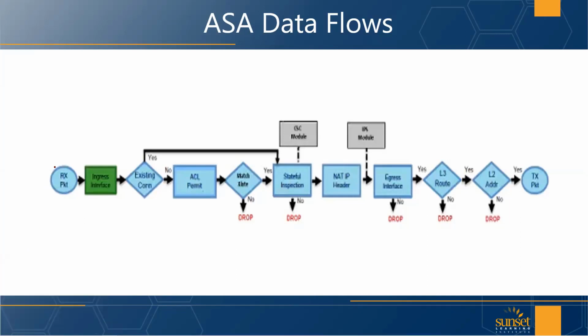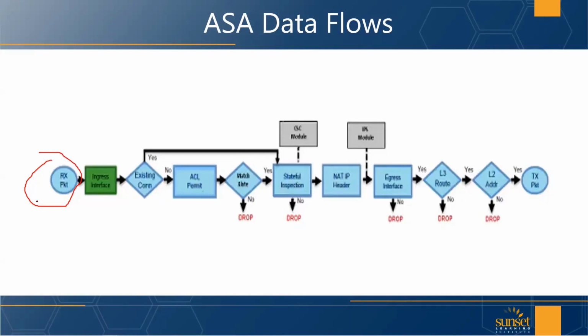Let's do this. I'm a terrible drawer, but okay. So we've got our receive packet. A packet comes in, and this works on a traditional ASA. It comes in and goes into a FIFO queue. Okay, first in, first out.